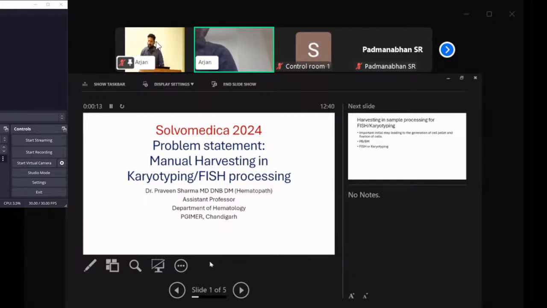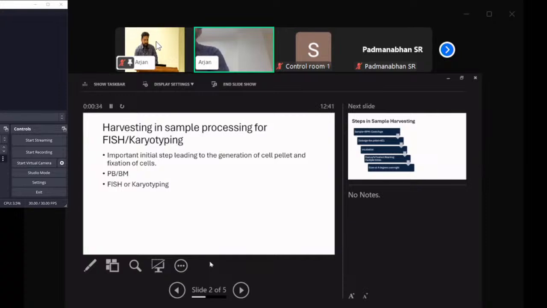I am an assistant professor in the Department of Hematopathology, PGI, and my problem statement is manual harvesting in karyotyping or FISH processing. Most of the tertiary care institutes do FISH and karyotyping as a routine for malignancies, and what I am talking about today is specifically hematological malignancies. The problem is manual harvesting, the process done for FISH processing. It is an important initial step leading to generation of a cell pellet and fixation of cells, which is further subjected to processing by the FISH technique.